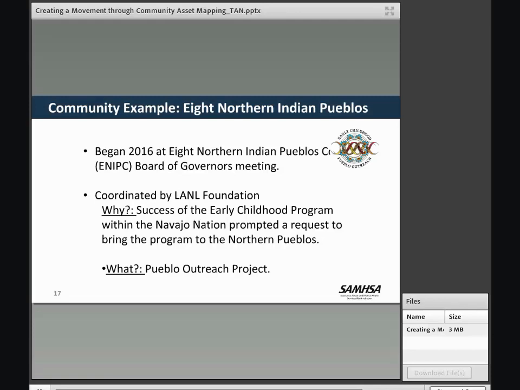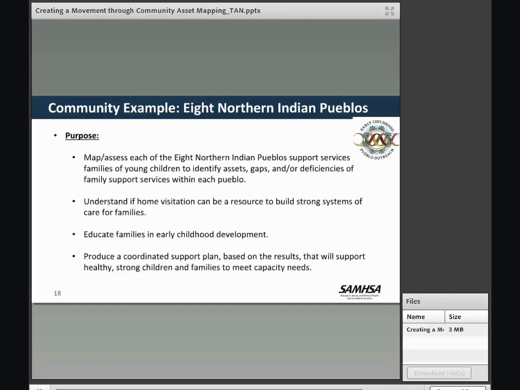But they also had to think about, well, wait, we see the success at Navajo Nation, but is this really something that our communities need? Is this something that our communities are needing? And so they formed the Pueblo Outreach Project, which was a process they did community asset mapping and education around early childhood programs.